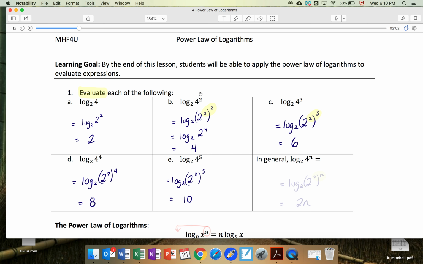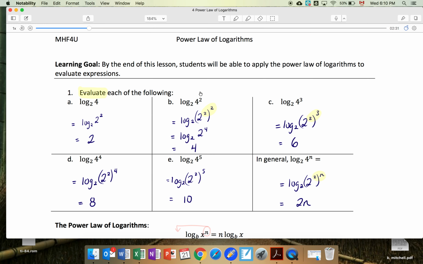Okay, so if we're able to rewrite whatever we're taking the log of so that it has the same base, we're able to figure out the answer a little bit more quickly. So in general, for this one, we could say, okay, well, I have log base 2 of 2 squared to the power of n. Well, whatever n is, it doesn't really matter because I know that I'm just going to be taking my power laws and saying that my answer is 2n.